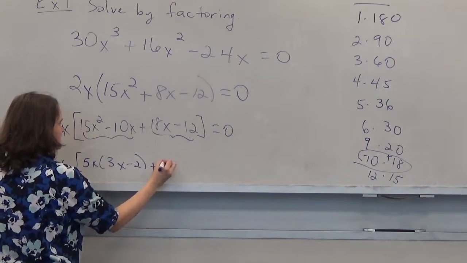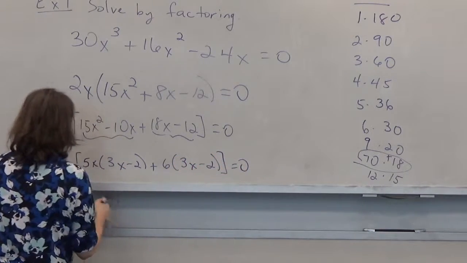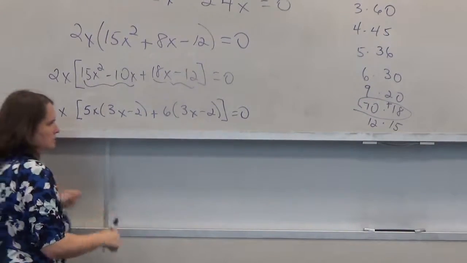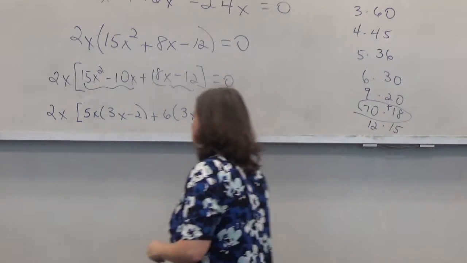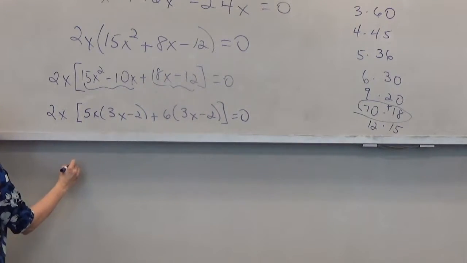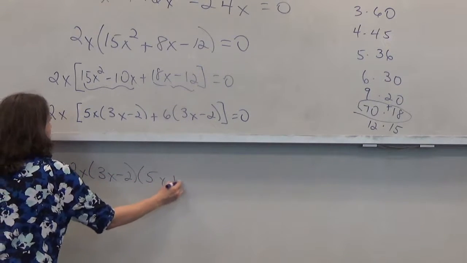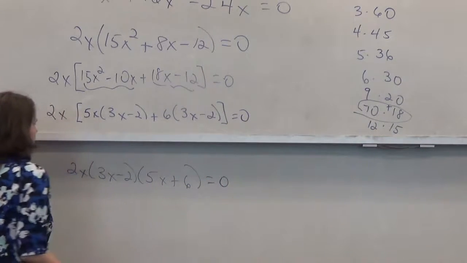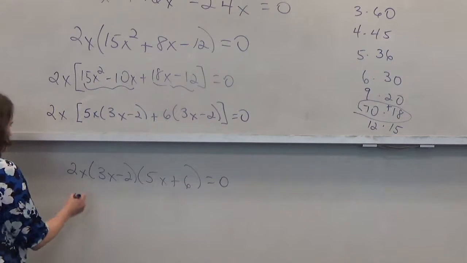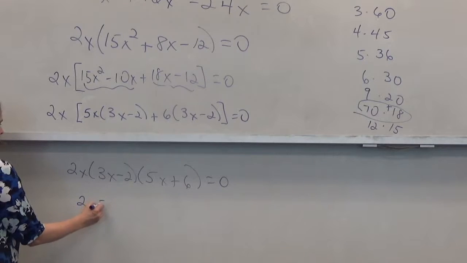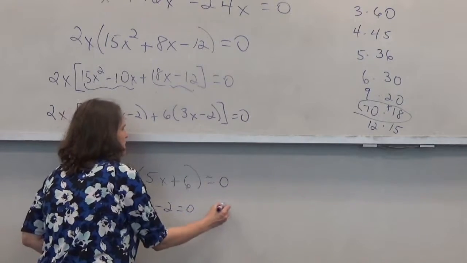Here I need to pull out 6. That leaves 3x minus 2. Now I've got a common factor of 3x minus 2 that I can factor out of these 2 pieces. So that leaves me with 2x times 3x minus 2 times 5x plus 6 equals 0. This is now completely factored, so I need to set each of these individual factors equal to 0 and solve. 2x equals 0, or 3x minus 2 equals 0, or 5x plus 6 equals 0.